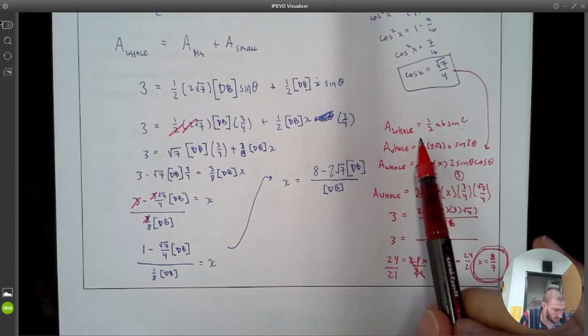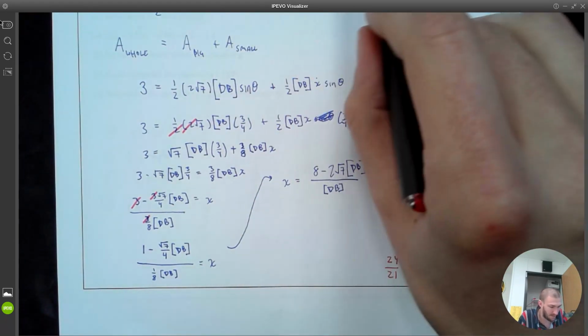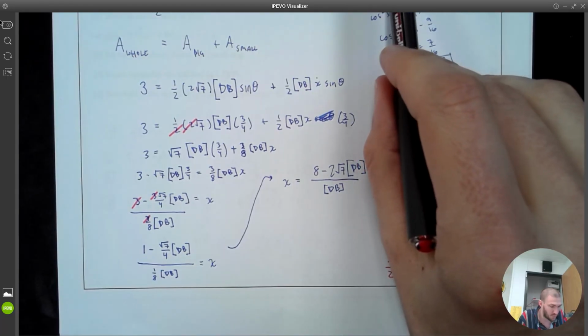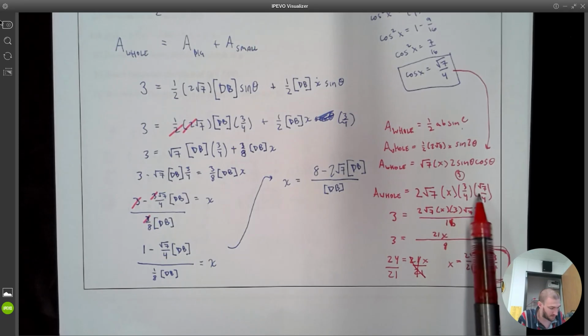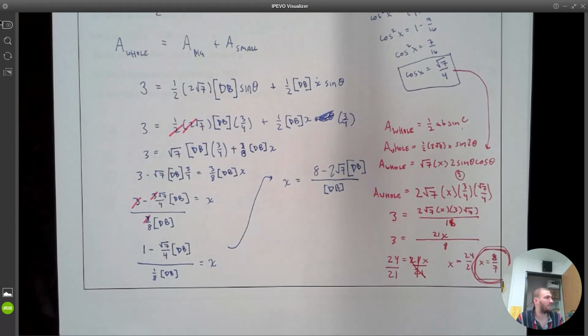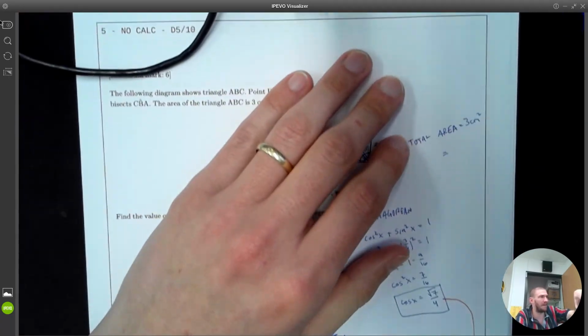The whole area is 1/2 AB sine C. We don't know B, but it's 2 theta. And 2 theta, we can use the double angle. We can use the sine and the cosine. We can simplify everything and get 8 over 7. Wow, pretty cool question. 5 out of 10.